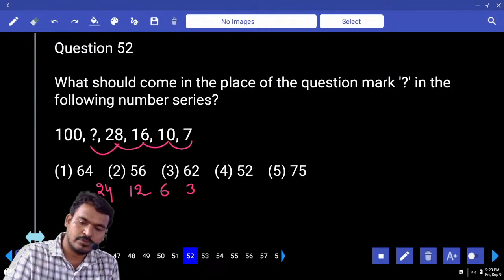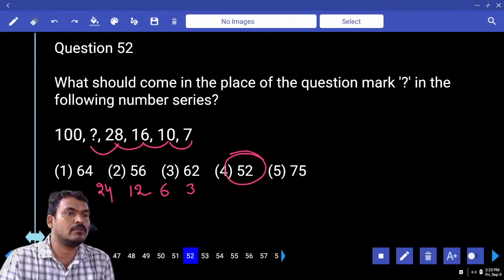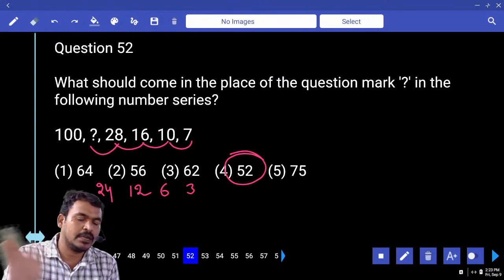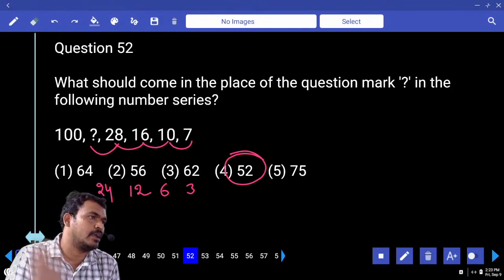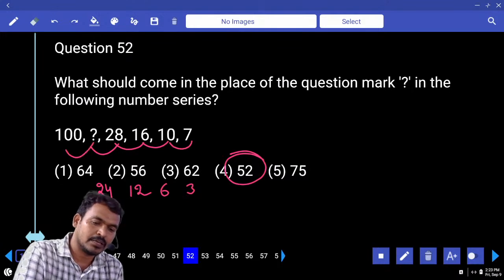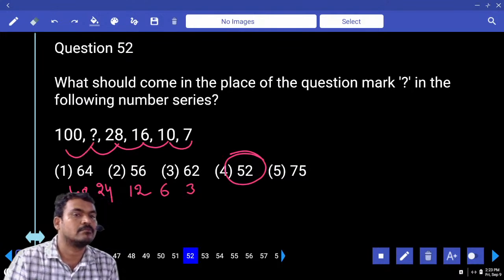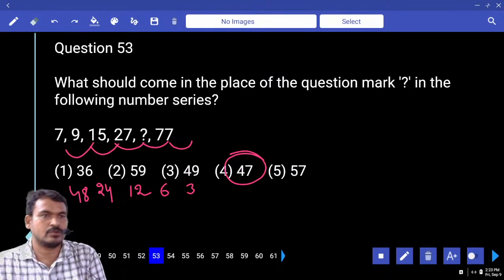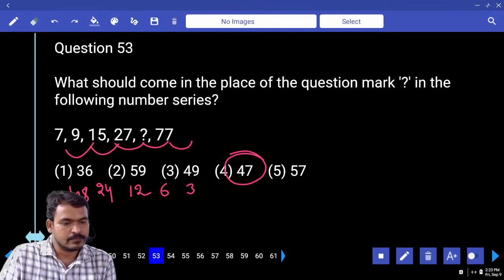52. Option fourth one, or not? Will the difference be double or triple? Double. 3 doubles to 6, 6 doubles to 12, 12 doubles to 24. Obviously the next one is 48, or not? 52 plus 48, 100. But 53.